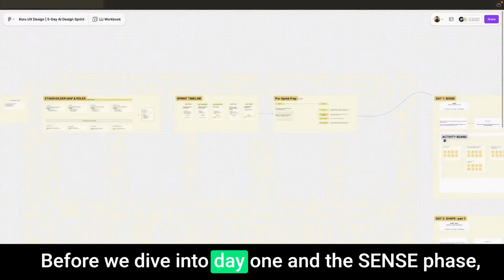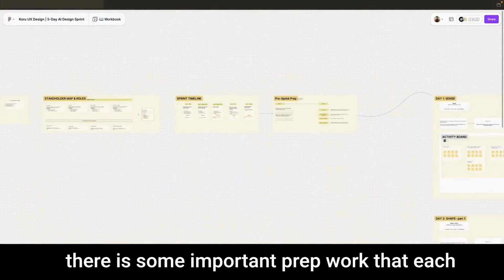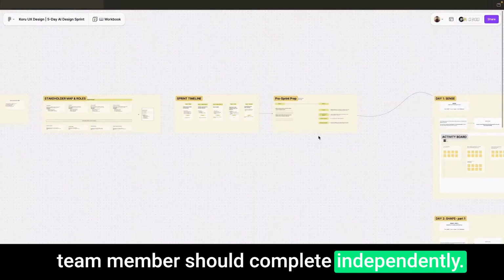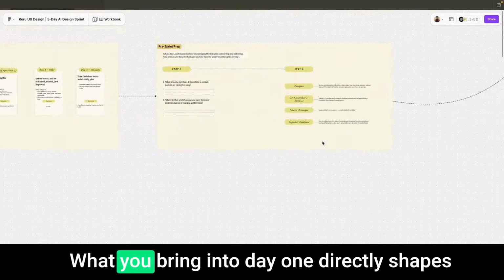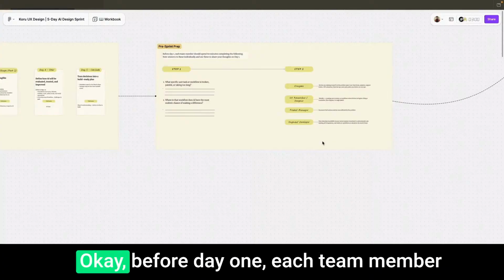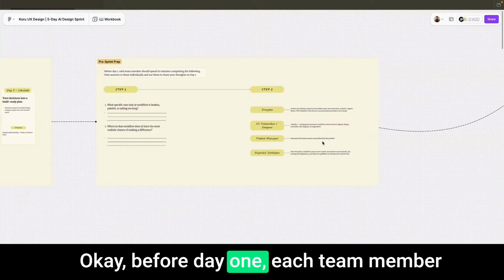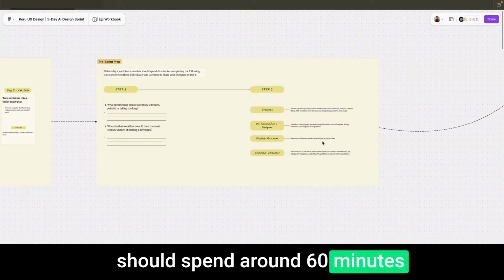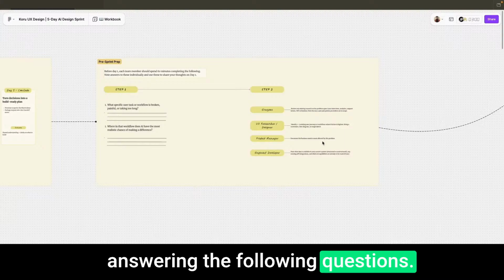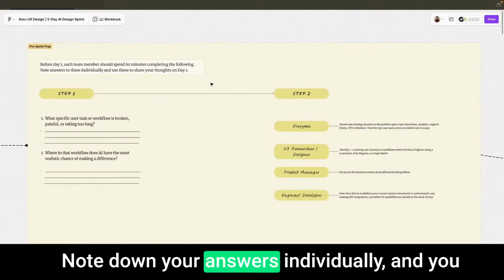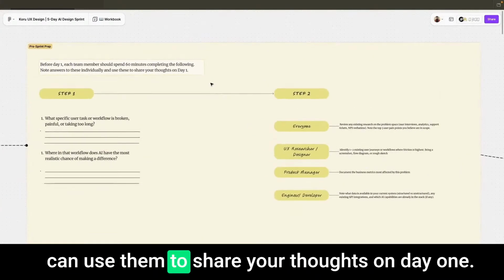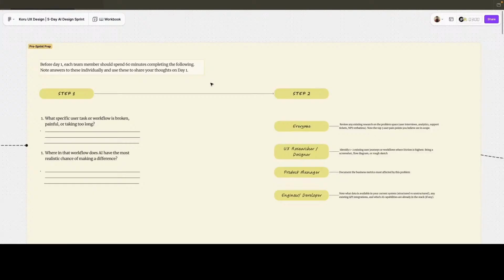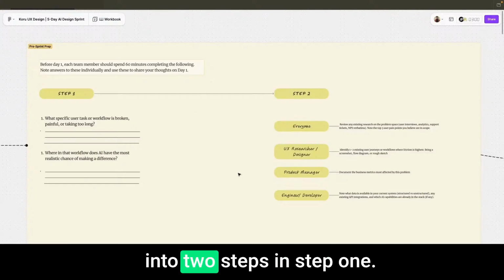Before we dive into day one and the sense phase, there is some important prep work that each team member should complete independently. What you bring into day one directly shapes how productive the sense phase will be. Before day one, each team member should spend around 60 minutes answering the following questions. Note down your answers individually and you can use them to share your thoughts on day one. This prep is broken down into 2 steps.